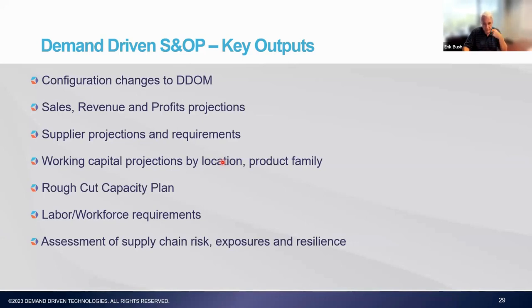We can generate the supplier projections and requirements out to them so that we can be in a more collaborative environment with our suppliers. We're going to have working capital projections for plants, for distribution centers. We can look at those by location, by product family, by a range of different dimensions, and those are very helpful from a financial planning standpoint. We're going to be able to do rough cut capacity planning and understand if our shift schedules and our resource requirements are really in line with what range of conditions we may be expected to address. That can also include labor and workforce requirements and a number of factors like that.